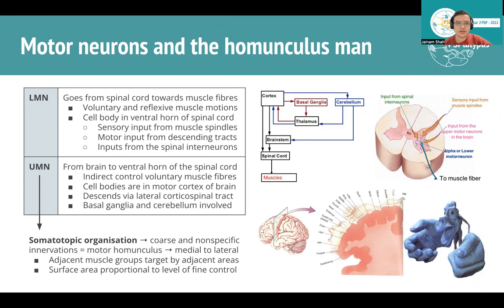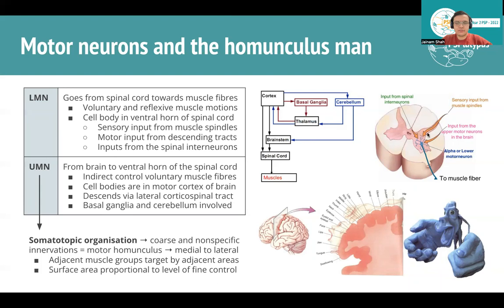With the lower motor neurons, as you'd expect, they go from the spinal cord out to the muscle fibers. They're responsible for your voluntary and reflexive muscle motions, and the cell bodies are typically located within the ventral horn of the spinal cord, as you can see there. So alpha or lower motor neurons, the same thing.